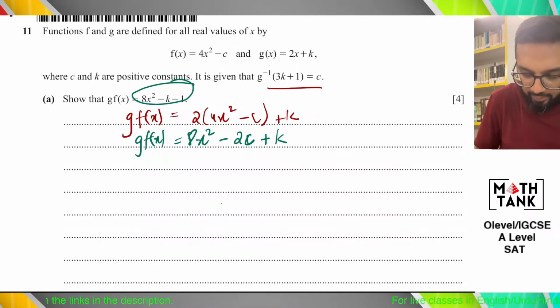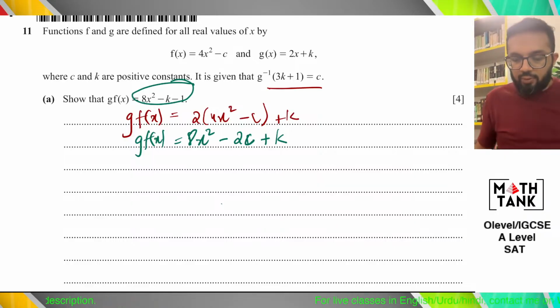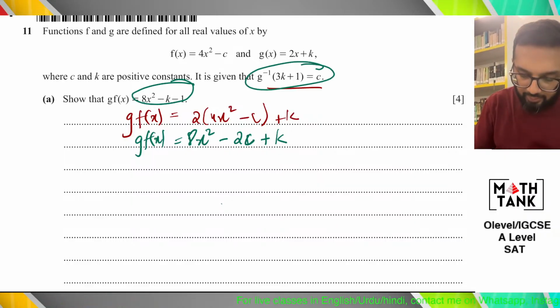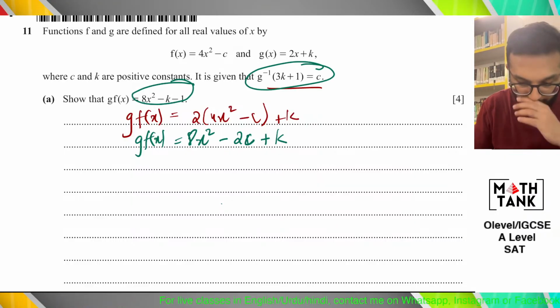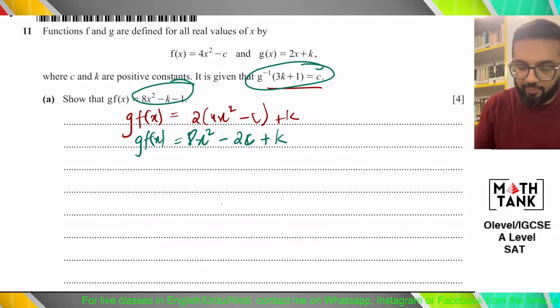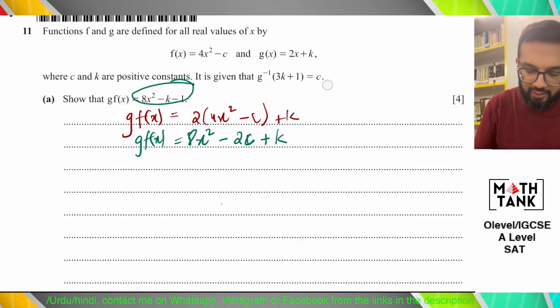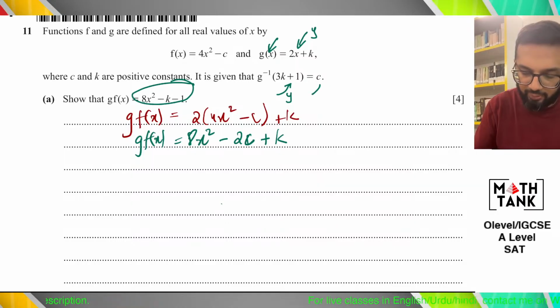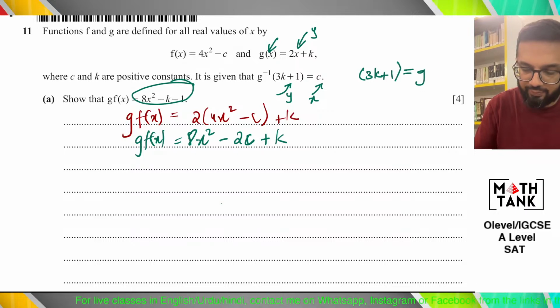I want to somehow replace c with k. So I'll have to use the other idea as well. What is the other idea? That g inverse of 3k plus 1 equals c. So when I say g inverse of something, that means that typically this is the value of x and this is the value of y. When I use the inverse, this is the value of y for x. Okay, so this basically means that 3k plus 1 equals g of c.